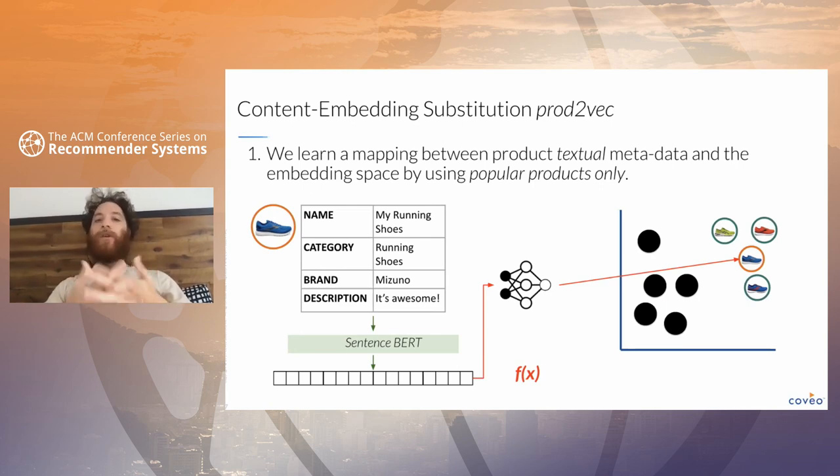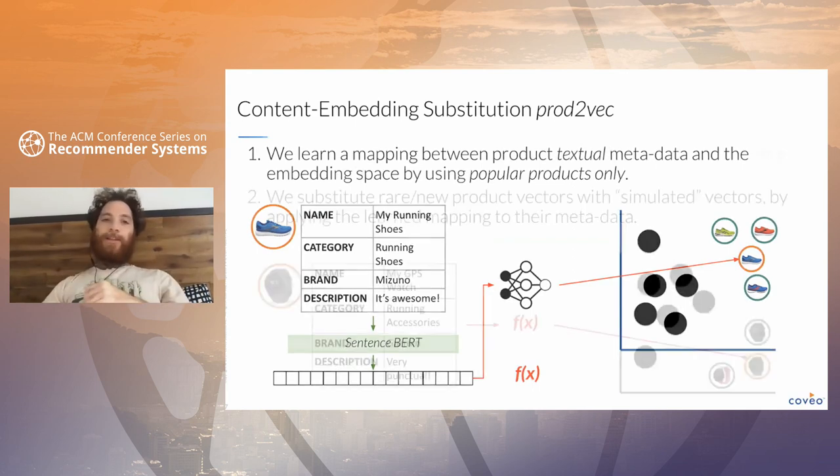So the first thing we're gonna do is take popular products only, for example, sneakers here. We go into the catalog, extract textual metadata, run it through Sentence-BERT, and then a multi-input encoder, and we map this content vector, produced by textual data, to the latent position in the space.